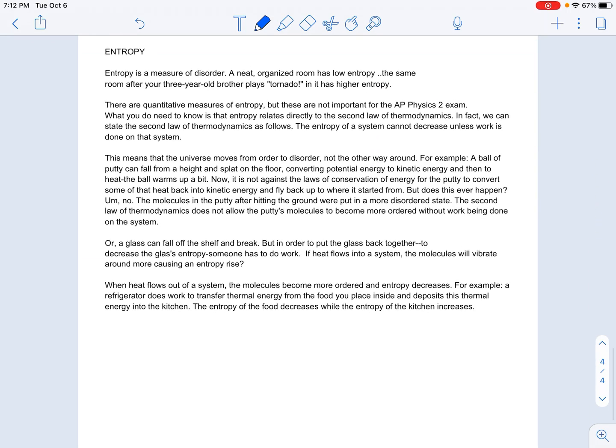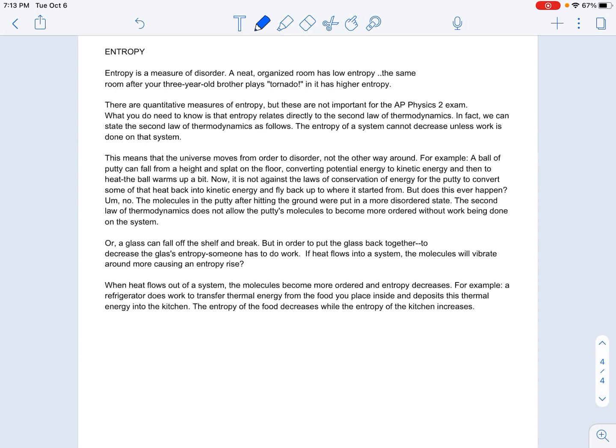Finally, let's review entropy. Entropy is a measure of disorder. A neat, organized room has low entropy. The same room after your 3-year-old brother plays tornado in it has higher entropy. These are the quantitative measures of entropy, but these are not important for the AP Physics 2 exam. What you do need to know is that entropy relates to the second law of thermodynamics. In fact, we can state that law as follows.